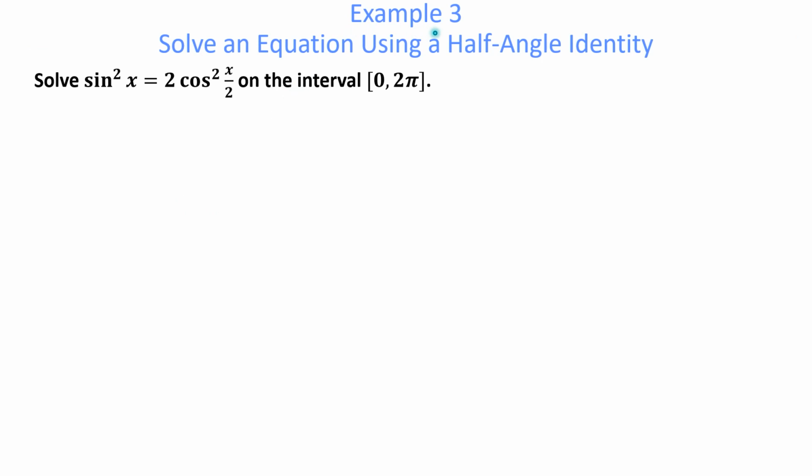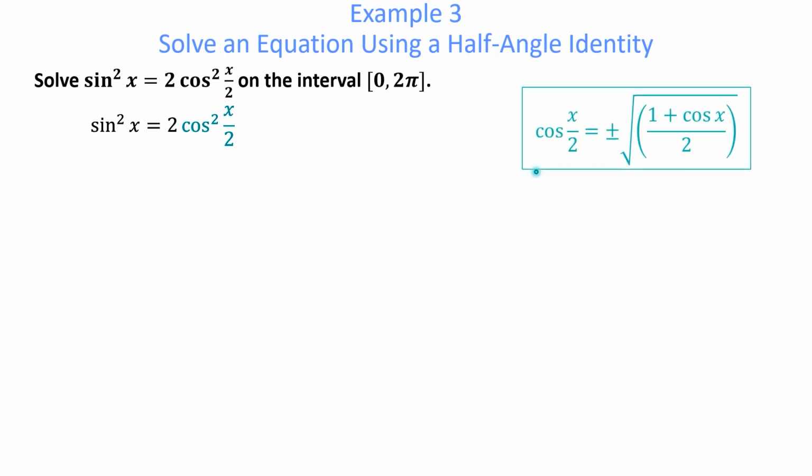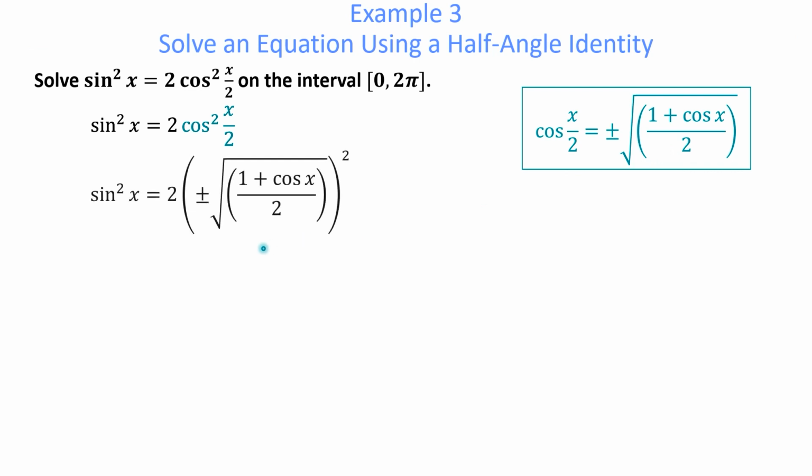So in example 3, we're asked to solve this equation on the interval 0 to 2 pi. Here's the original equation. We can see we have an x divided by 2, so we have a half angle involving the cosine. So we need to recall what the half angle identity is for cosine, and that's what we have over here. I'll simply substitute cos x over 2 and replace it with what we have on the right hand side to give us the following.